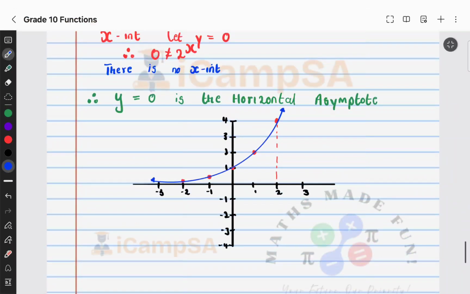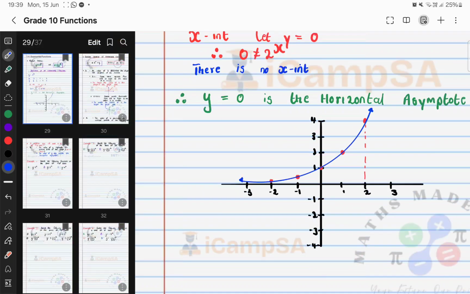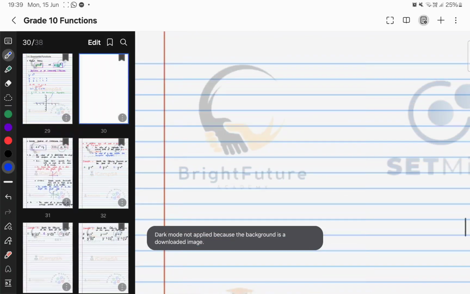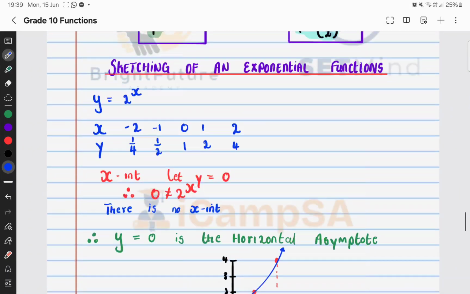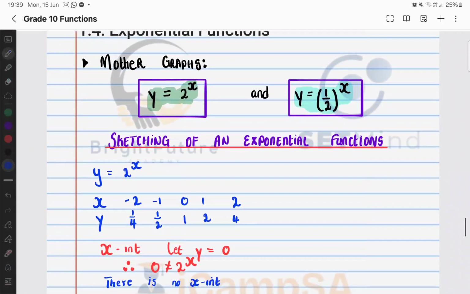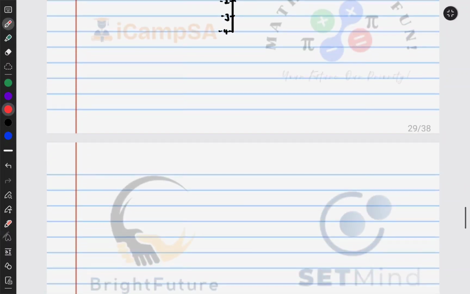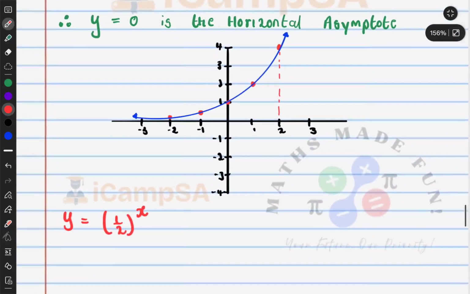Okay, then next, let's sketch the other function. Let me add a page. The second mother graph, or basic function, is y is equal to 1/2 to the power of x. So we have y is equal to 1/2 to the power of x.